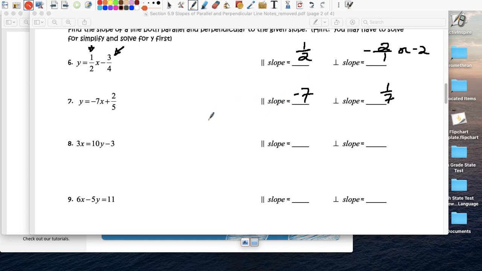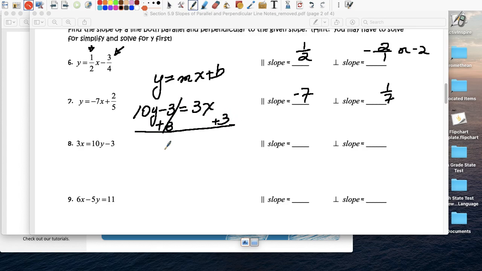So for number 8, we have to rewrite this equation so that it is in this format. y is going to be all by itself, the x is going to be on the other side, and the constant's on the other side. So let's work on that. First of all, I'm going to write it like this: 10y minus 3 equals 3x, right? Notice that the 3x is already on the right side, so I want to throw this 3 to the other side, so I'm going to do plus 3 and plus 3 over here. This goes away. I'm left with 10y equals 3x plus 3.